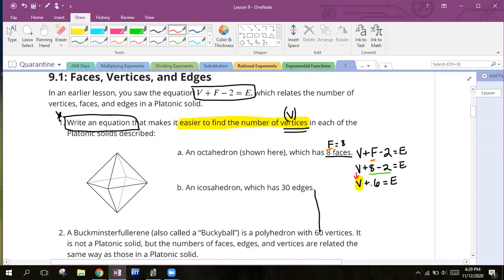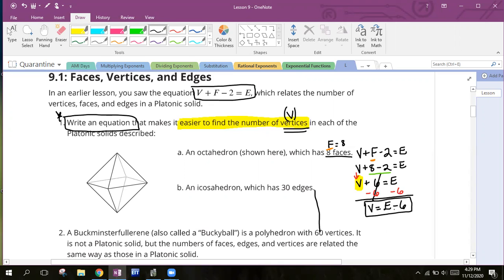So how am I going to get rid of a positive 6? I'm going to subtract 6. If I subtract 6 on one side, I have to do it to the other side to keep my equation balanced. Okay, so that's going to cancel those 6's out. I bring my V down. Can I combine an E with a minus 6? No, I cannot. They are unlike terms. This one has a variable, this one does not. So it just leaves it as E minus 6. And that is my answer.